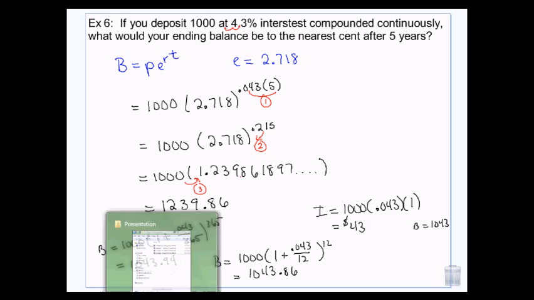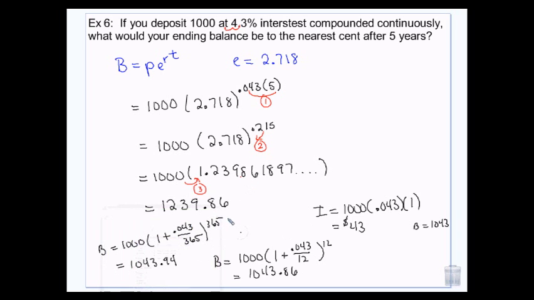Oh yeah, you're right. Okay, times 5. I forgot to do the times 5. That's what I was missing this whole time. That's right. Yeah, I messed up on that too. 1,000 times 0.043 times 5. Oh, 0.215. That's different. 0.043, nope, not times, divided by 12, plus 1, raised to the power of 60, times 1,000.